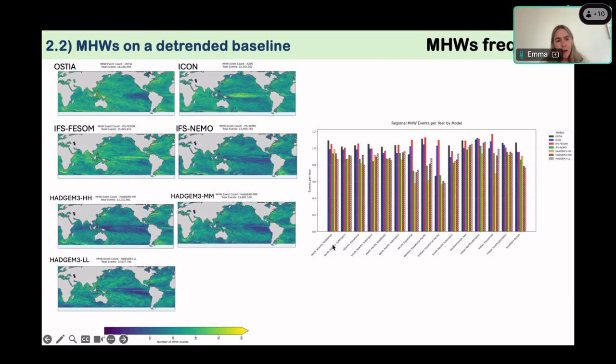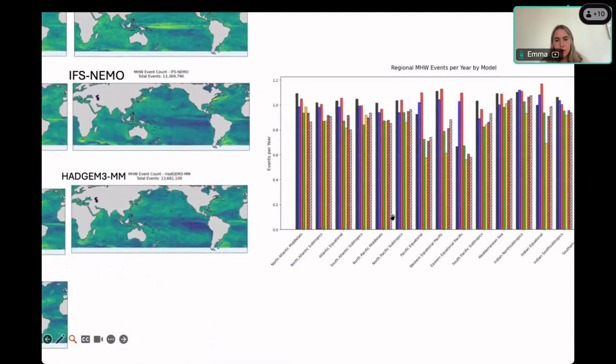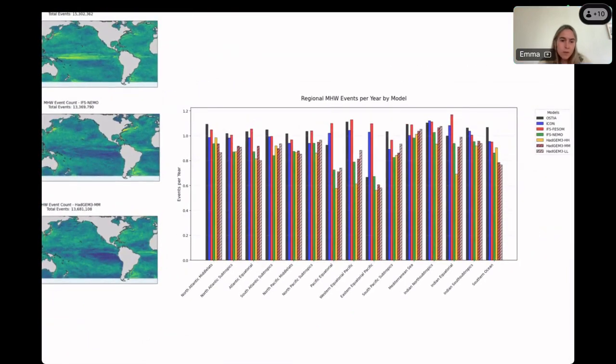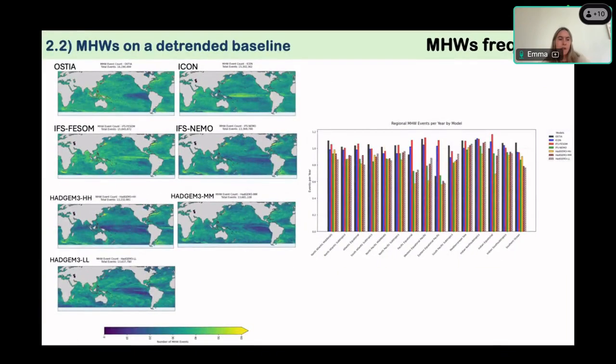So if we take this map and look at that result on a regional level, what we see is that in most regions, the models are underestimating the number of events, which is quite coherent with literature. We see this with other models as well, except, as I said, in the Pacific Equatorial, ICON and IFS FASM are overestimating the number of events.